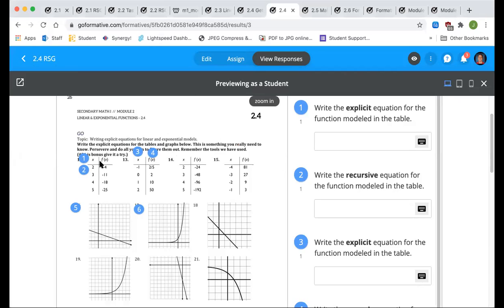All right, so number 1, we want the explicit equation. So we need the start value, we need the change. Hopefully first thing that we're doing as we look at this, we look at the y values, the output values. So it goes from -4 to -11. So that is subtracting 7, subtracting 7 each time. And of course, we can't just look at the y values, the output values. We have to look at the x values also. And in this case, it's just going up 1. So we don't have to do any extra work to find the rate of change or the common difference. We know the common difference is -7.